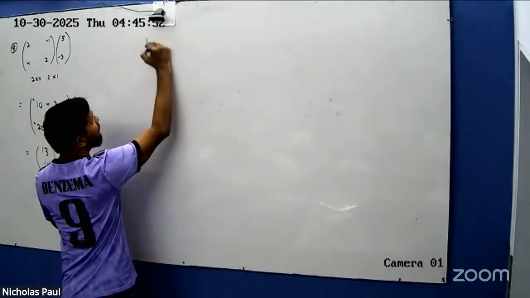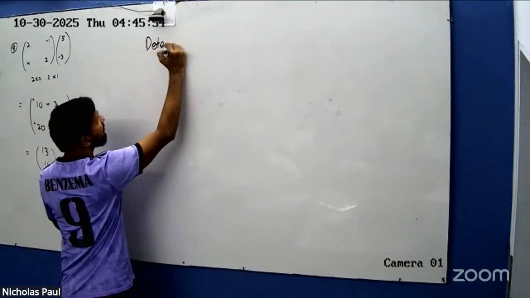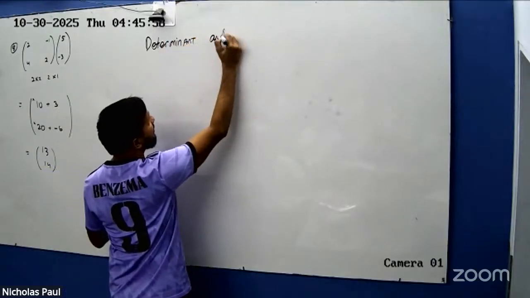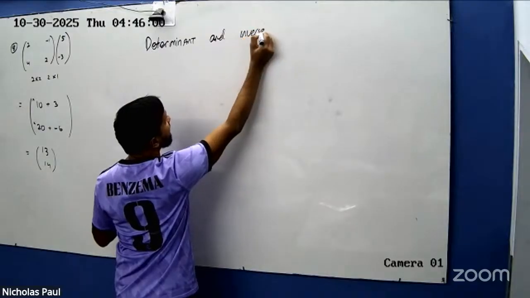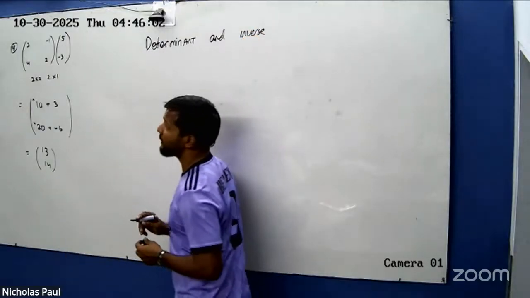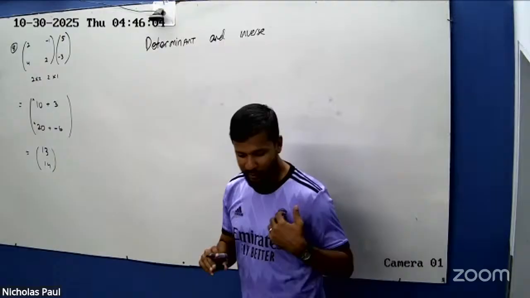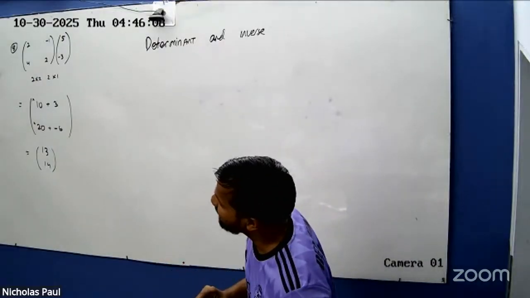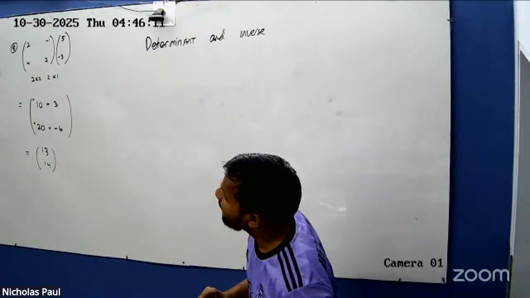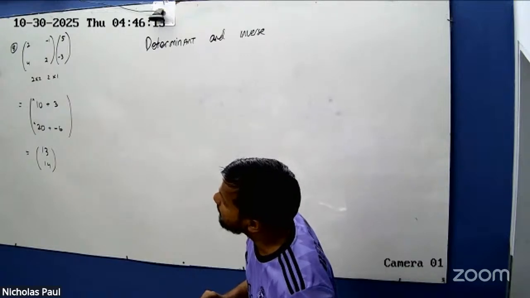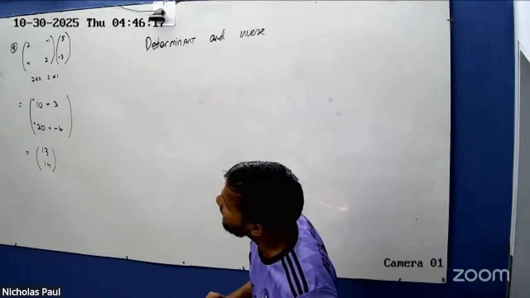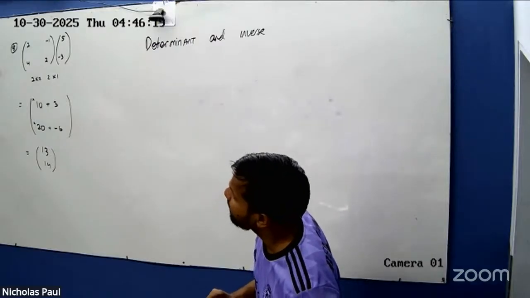Right? Ahead are determinants and inverse. Any online? Any questions? Any questions, Molini? Are you okay, Sydney?